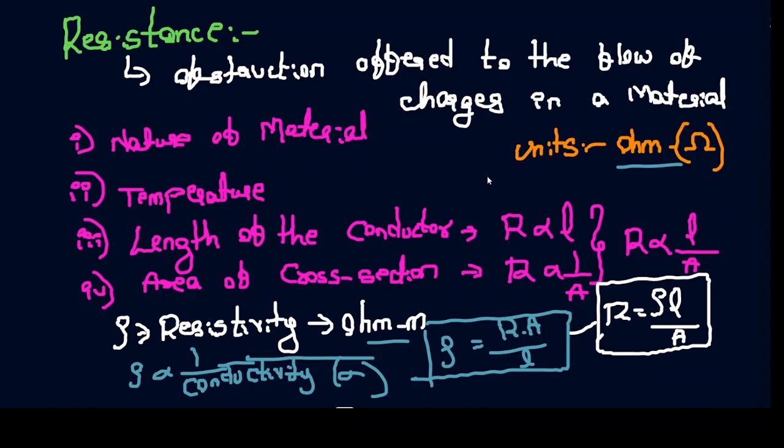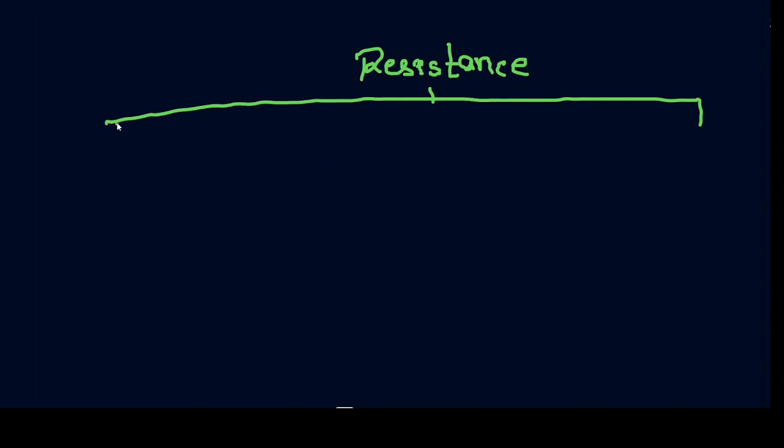Now, based on resistance, we can divide all the materials into three types. What are they? Resistance decides the material type. If the resistance is very low, then those materials are known as conductors. The three types are conductors, insulators, and semiconductors.